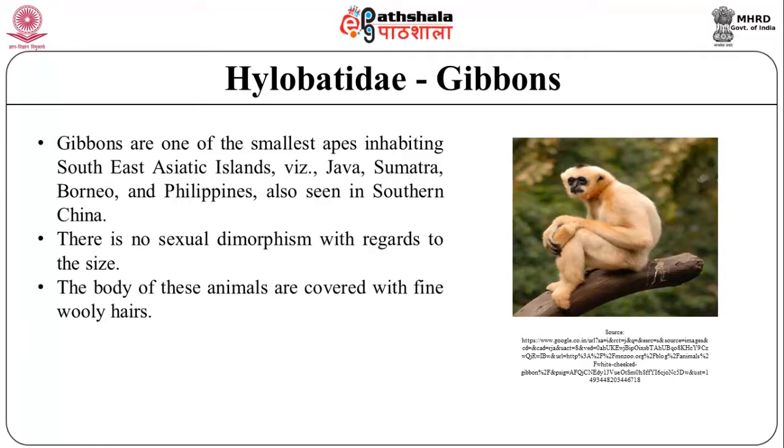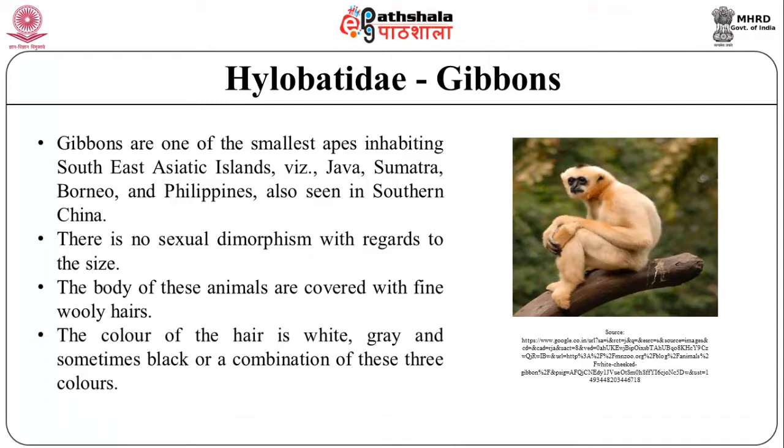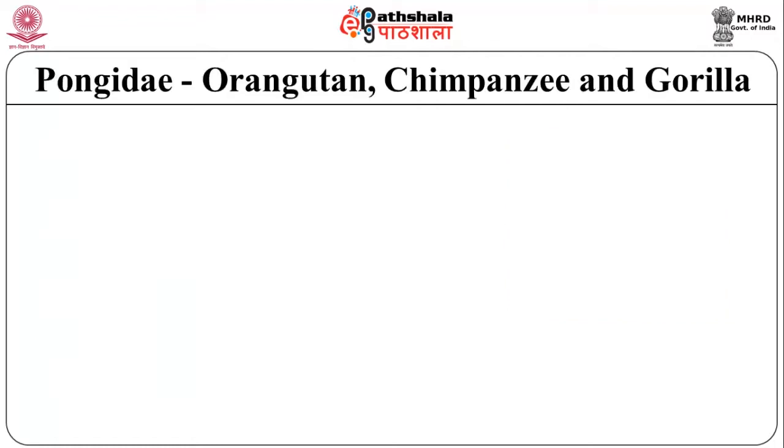The body of these animals is covered with fine woolly hairs, whereas the hairs of gorilla, chimpanzee, and orangutan are coarse. The color of the hair is white, gray, and sometimes black, or a combination of these three colors. Now let us see Pongidae, that is orangutan, chimpanzee, and gorilla.